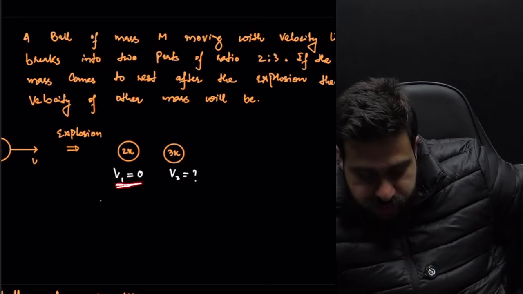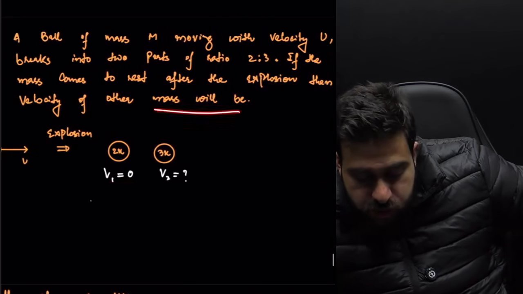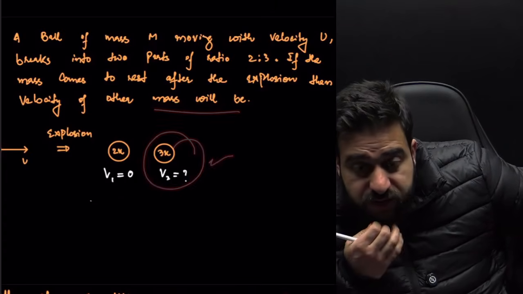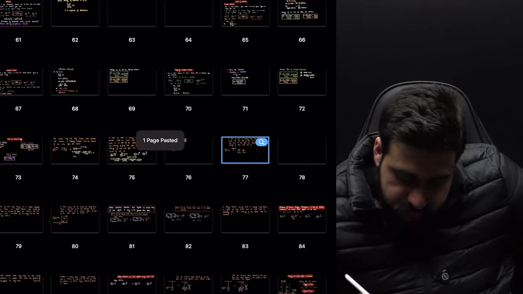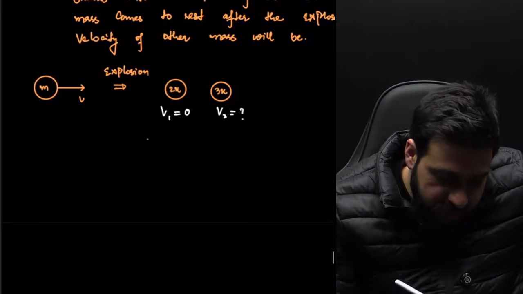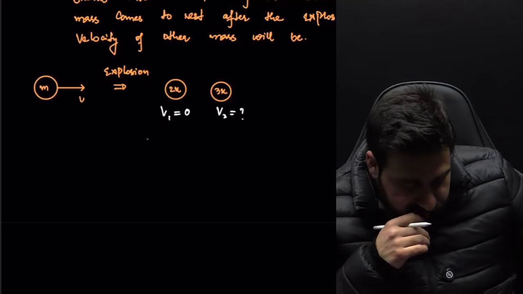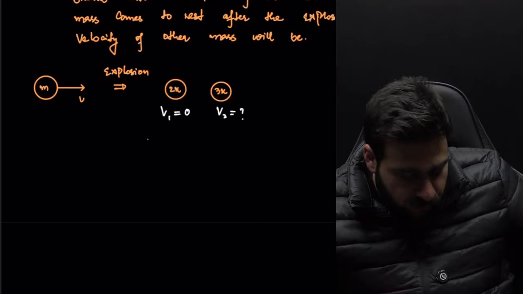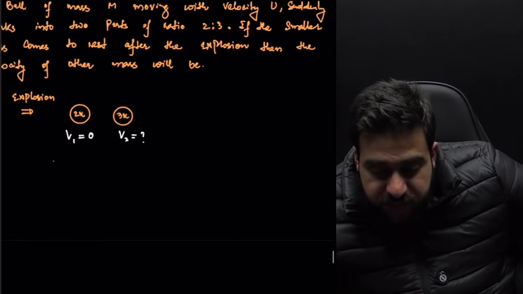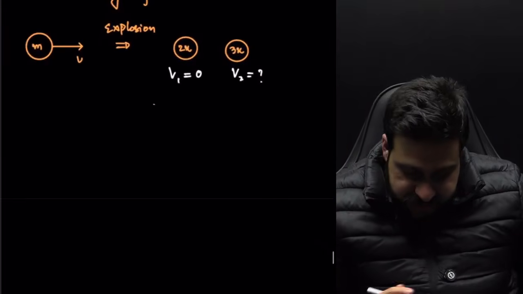If this mass comes to rest, so velocity is 0 after the explosion. Then what will be the velocity of the other mass? Guys, you have to tell me what is the velocity of the second mass. Since this is the case of explosion, I have told you one thing, that momentum remains conserved.